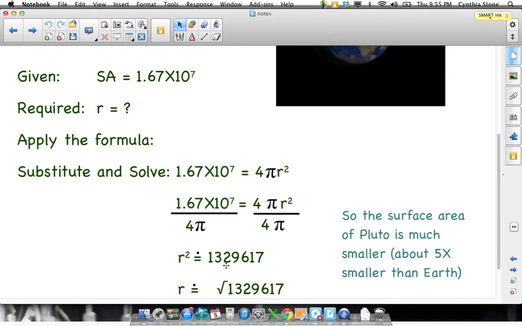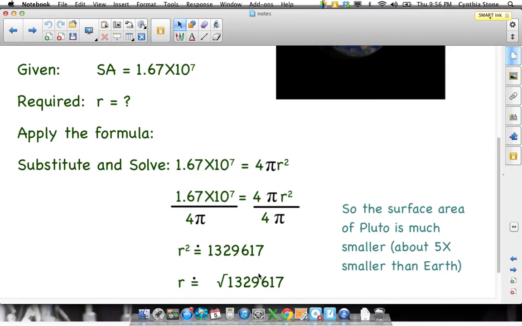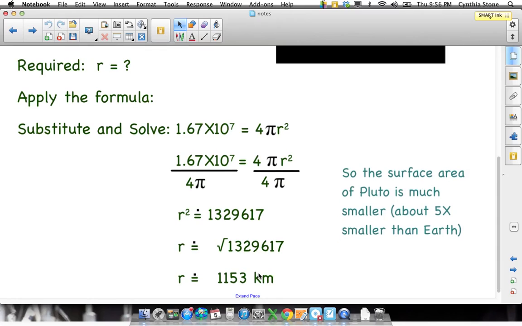You end up with, here I just flipped it so r was on the side, but this number here, you should put it in your calculator, this number here is equal to 1,329,617, and then you find the square root of that to find r, and it's 1153. Right away I know that I didn't make a mistake, because it's significantly smaller than Earth's, but it's not like it's 10 kilometers or something either. It's still a big number, but much smaller than Earth, which is what I'd expect.